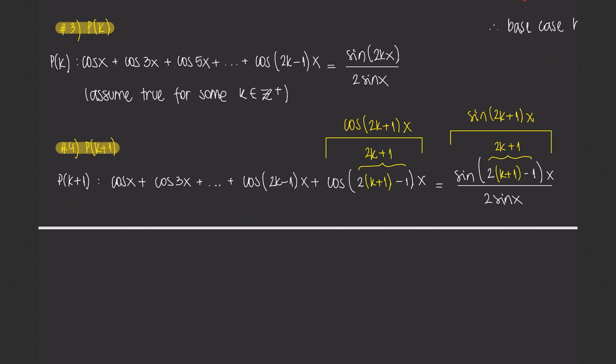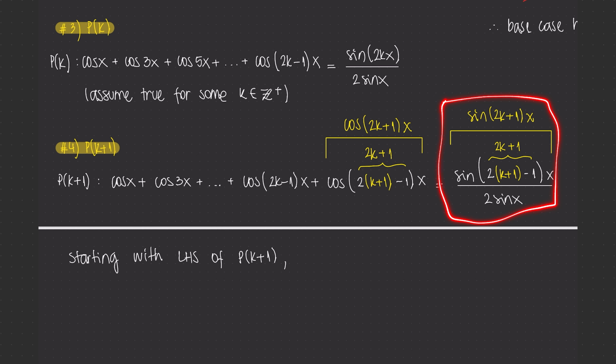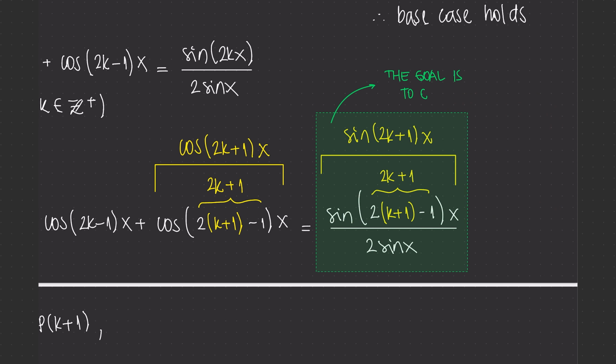So this is the portion where the exercise gets a bit tricky. Now this is what you're going to write, starting with the left hand side of P(k+1). And remember, you're going to start with the left hand side of P(k+1), and by making some substitution, which we're going to talk about in a minute, the goal is to get to this. So the goal is to get here.